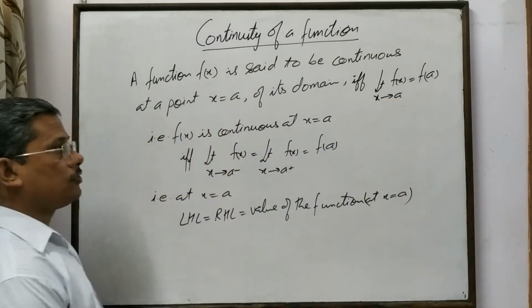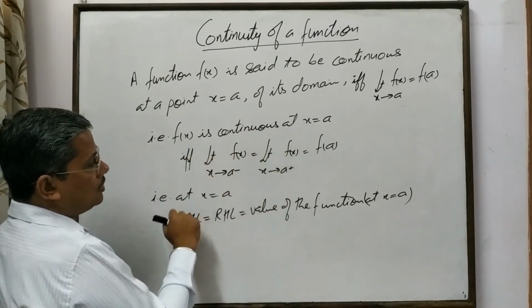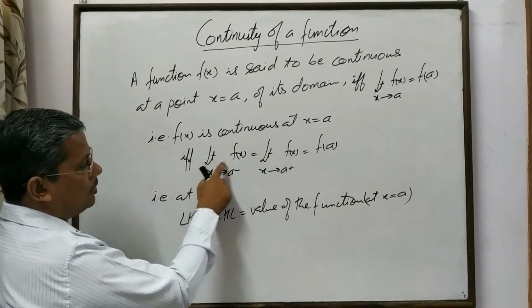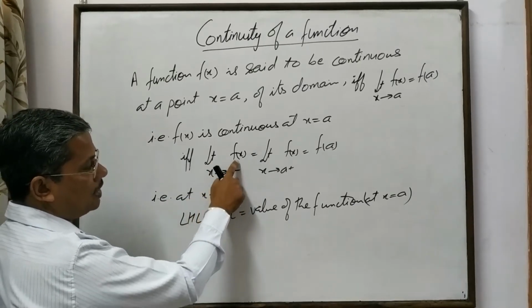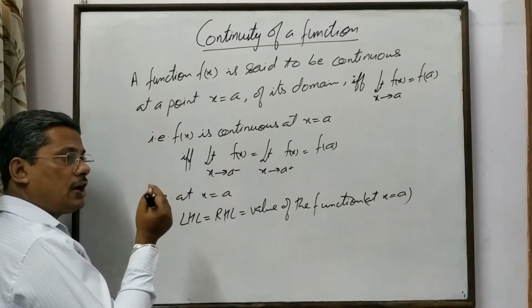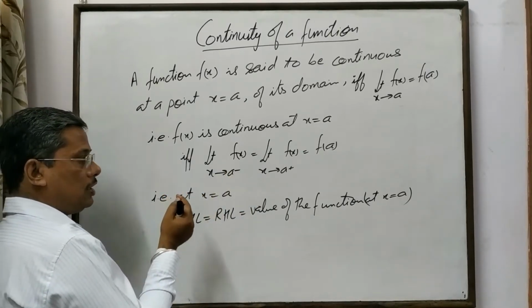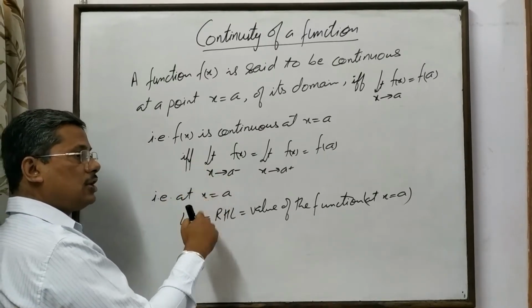limit x tend to a f of x is equal to f of a. That is, a function is continuous at x is equal to a if and only if limit x tend to a negative f of x. A negative means we subtracted an infinitesimally small value from a, which means x lies on the left of a.